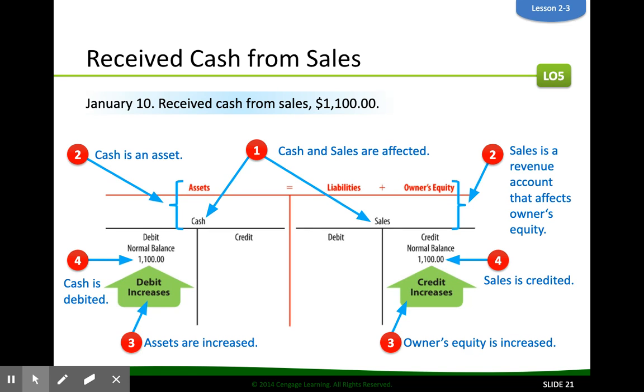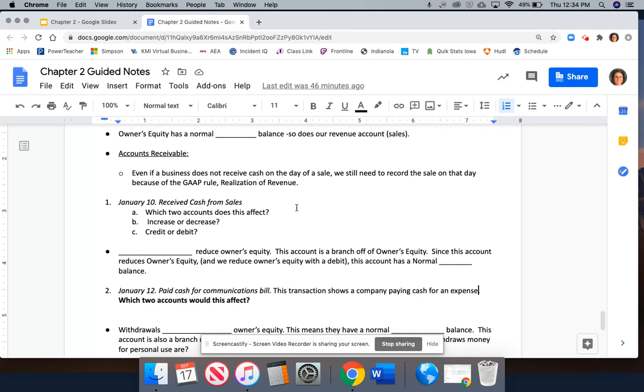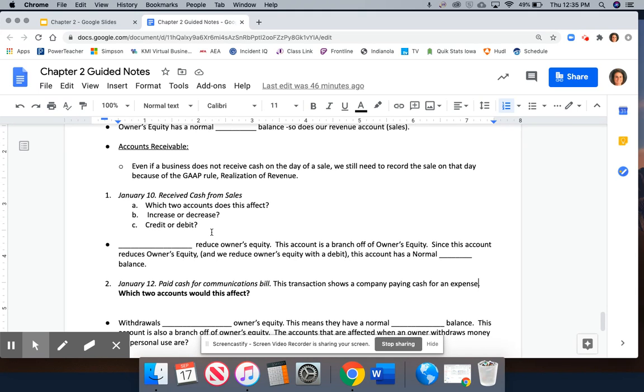So that is what our transaction looks like when we have sales, different from chapter 1 because now we have a specific account specifically for sales. So on your note guide at this point, you should have filled out what are these 3 answers. 2 accounts would have been cash and sales. We want to increase cash and increase sales. So that means we need to debit cash and credit sales in order to increase it.